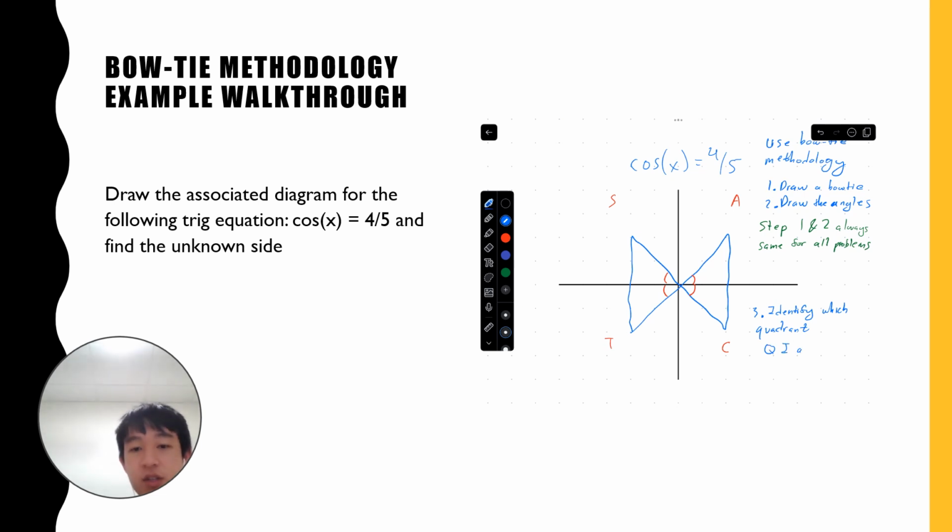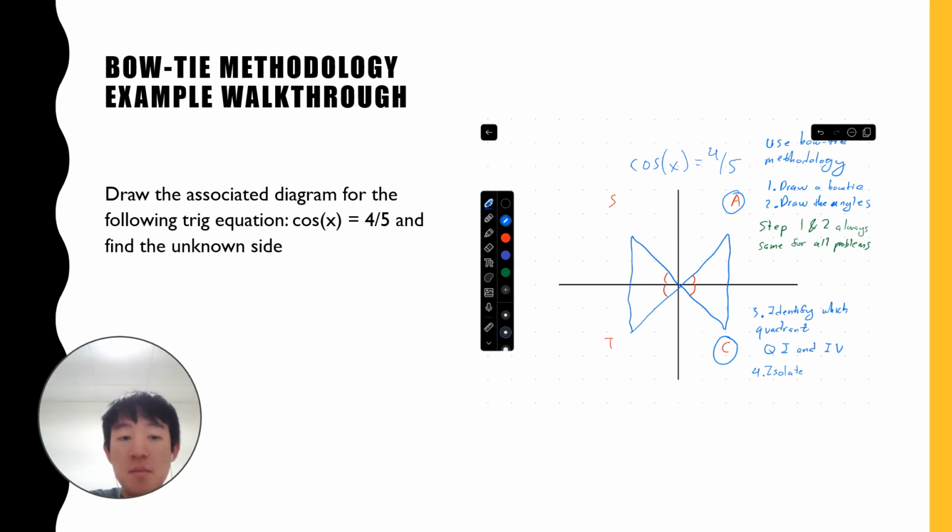So in this case, since we know that our cosine function is 4/5, which is a positive value, we are going to be sticking with quadrant either 1 or 4. Our fourth step is to isolate the triangle and solve for any unknowns. So in this case, we will be isolating quadrant 1. And the reason that we do that, before we continue on, is because if we look at our trig function, cosine is equal to 4/5.